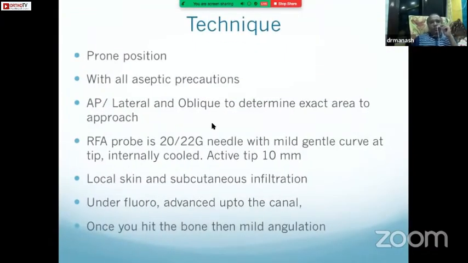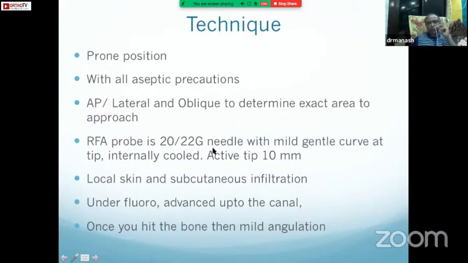In technique, it's the prone position with all accepted precautions. We take all 3 views: AP, lateral, as well as the oblique view. AP is to initially see the procedure and mainly the alignment of the vertebral bodies. Lateral is so as not to overshoot, because the needle should not go beyond the imaginary posterior line of the intervertebral foramen, or we can cause neuritis or motor nerve damage. And oblique is to determine the Scotty dog.